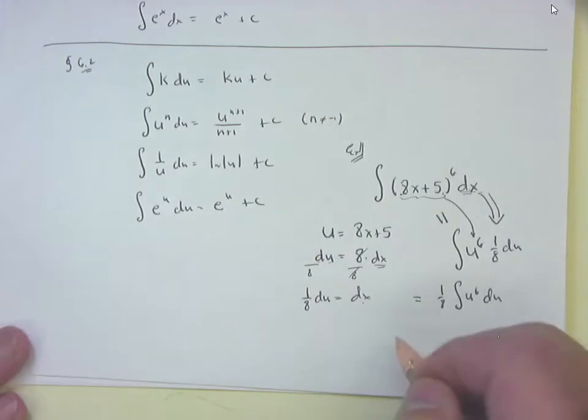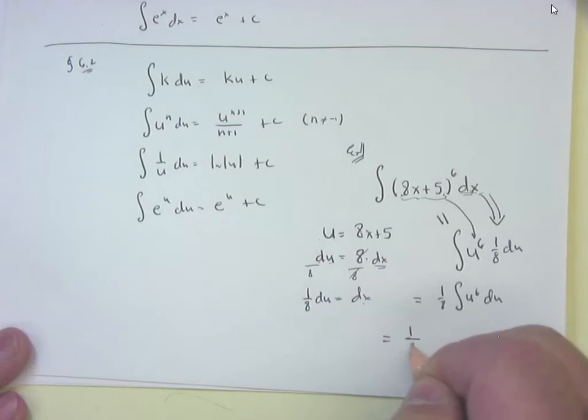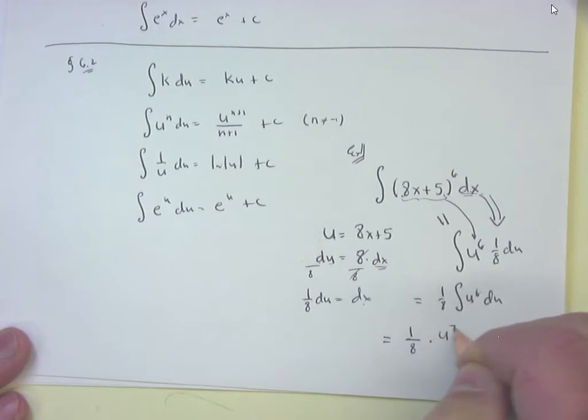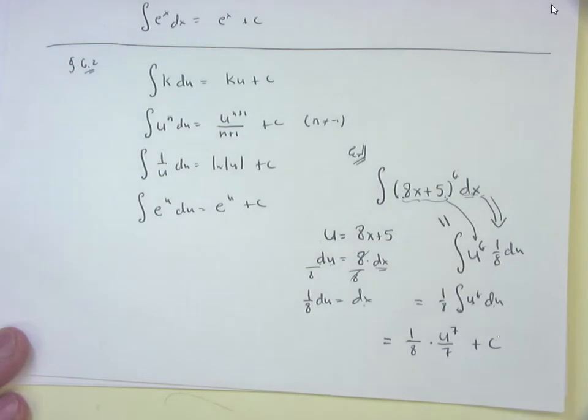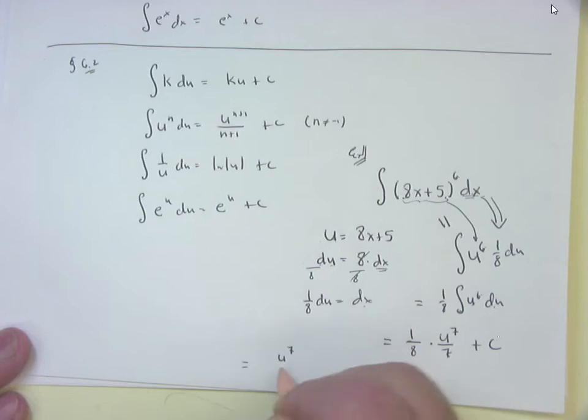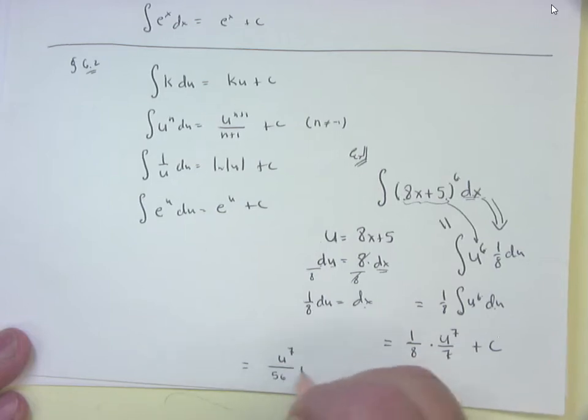So 1/8 is a constant, leave it alone. What's the integral of u to the 6th? Add 1 over add 1, that gives you u to the 7th over 7. The integral and the d stuff go away, and you've got a big old plus c on it. Clean it up. This is equal to 8 times 7, which is what? 56. So it's u to the 7th over 56 plus c.